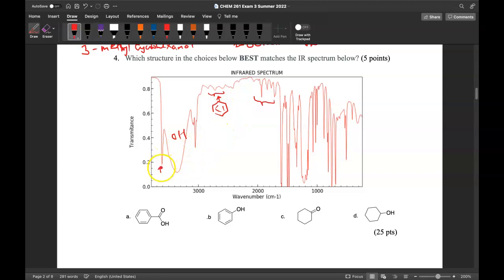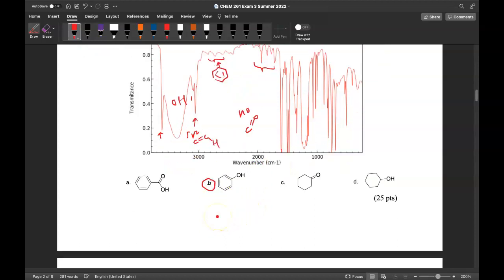Don't know what that sharp peak is, but the best matching one, given that there's no carbonyl, yet we have, see right here, this peak is above 3000. That must be an sp2 C-H. So this would have been best phenol.